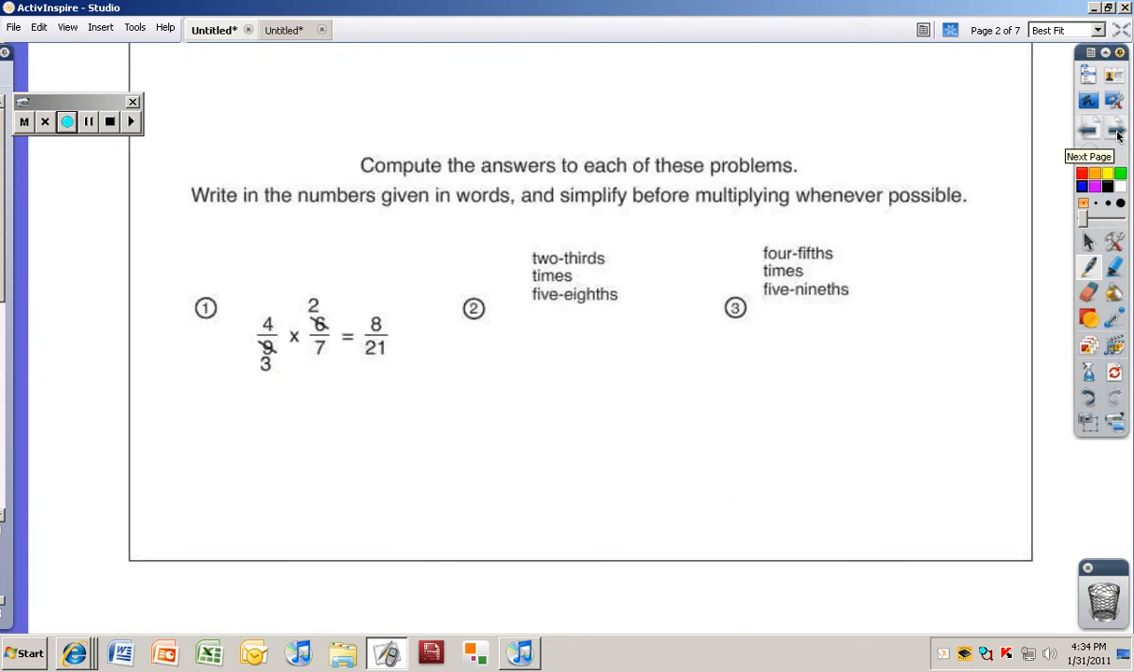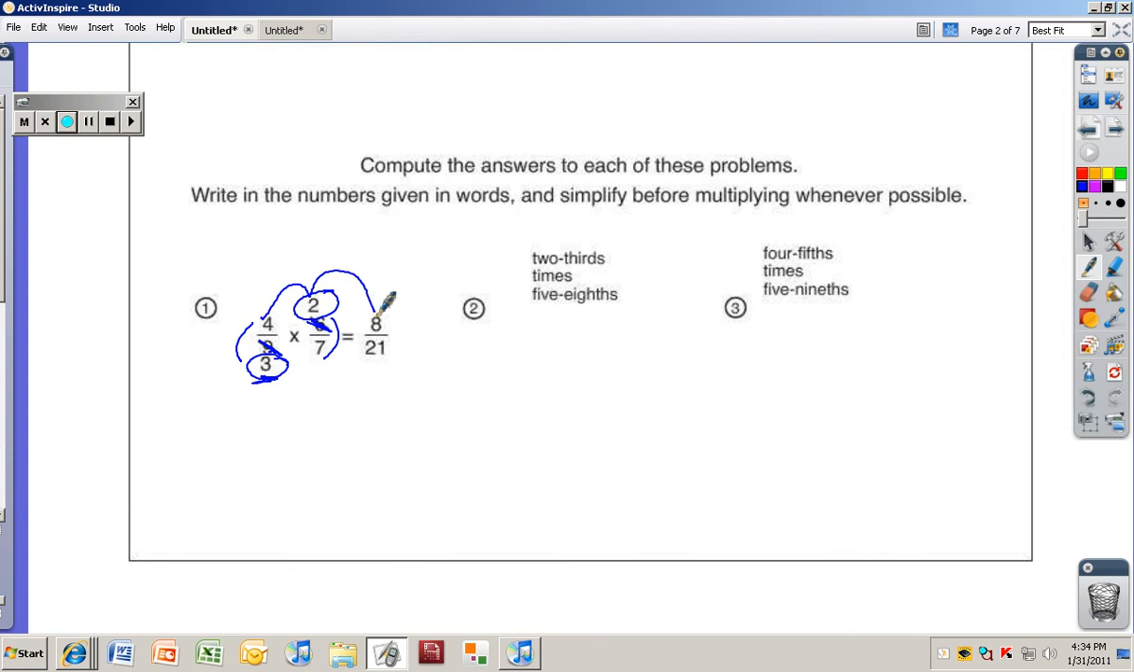All right, compute the answer to each of these problems. Write the numbers given in words and simplify before multiplying whenever possible. So here's a sample problem, 4/9 times 6/7. Notice that what they did was they crossed out the 9 and the 6. Both 6 and 9 can be divided by what? 3. So 9 divided by 3 is? 3. And 6 divided by 3 is? 2. So they made these numbers smaller before they multiplied.